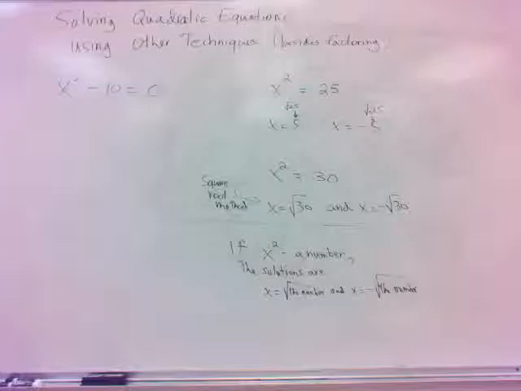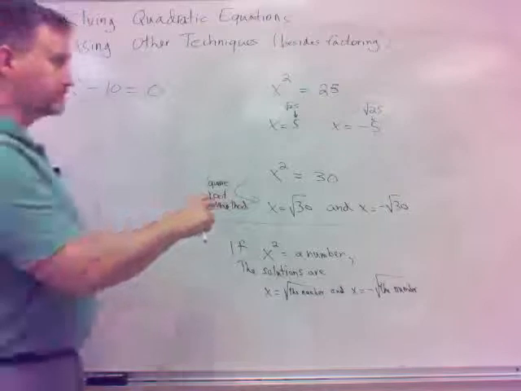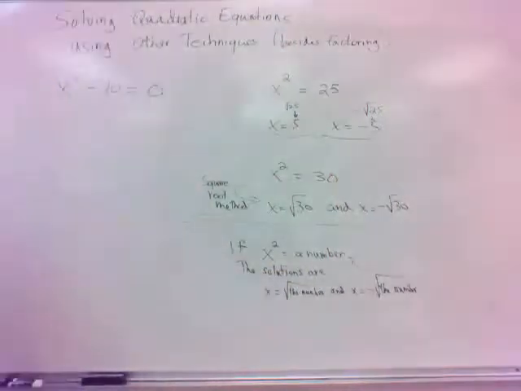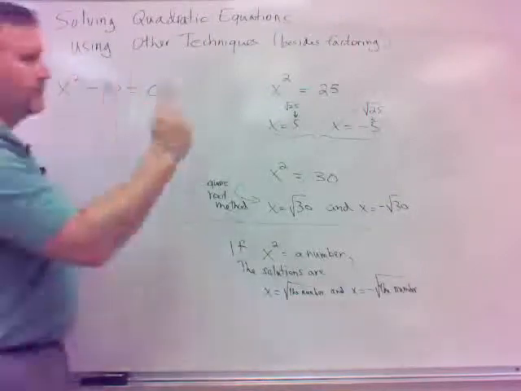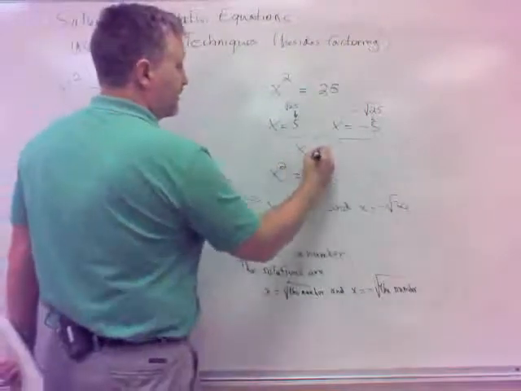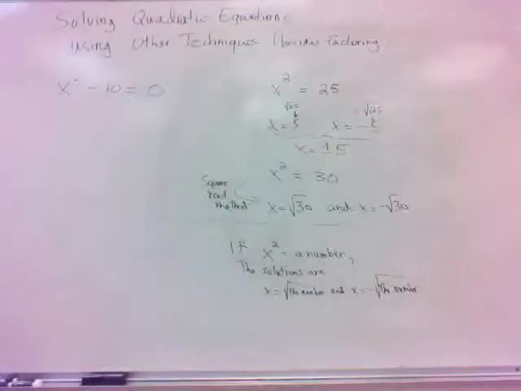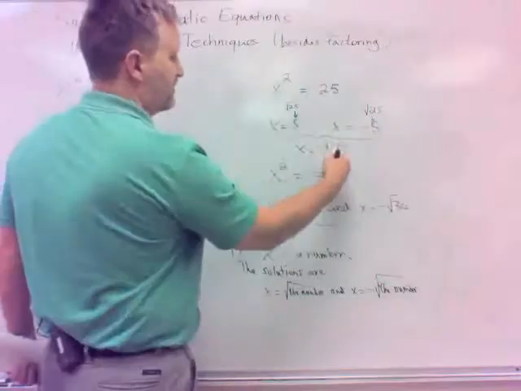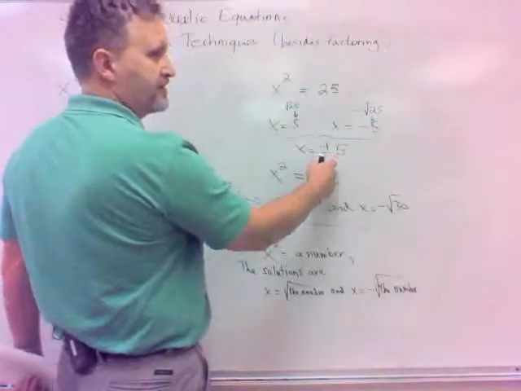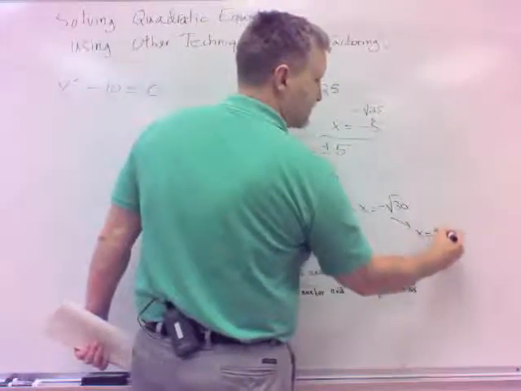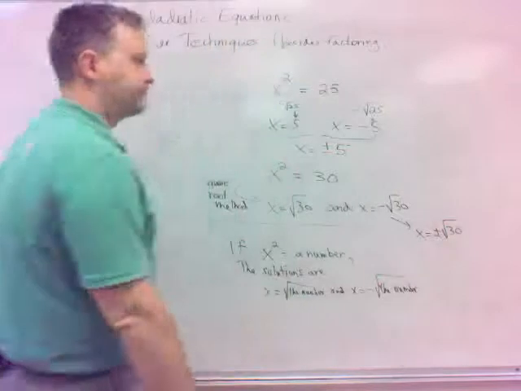All right? Now, here's another point. What we usually do is condense both of these answers into a single expression. You'll see this a lot in this section and the next: the plus or minus notation. We can write those together. Since I've got the plus 5 and the minus 5, we can simply write the answers as plus or minus 5. This one would be x is plus or minus square root of 30. Okay?